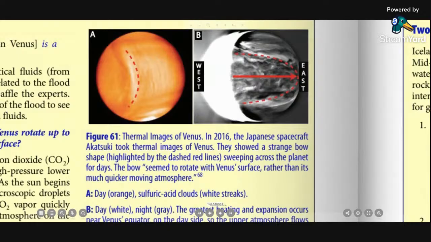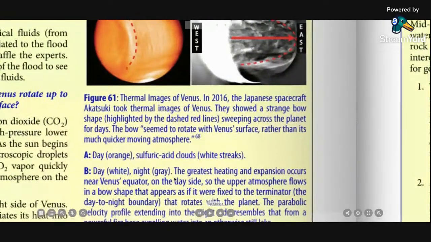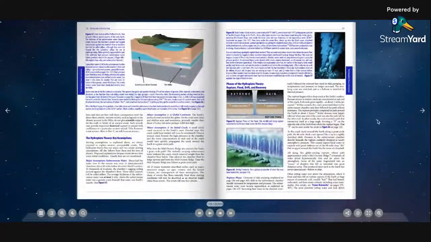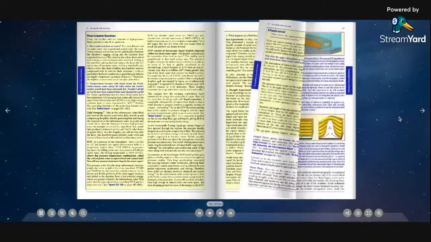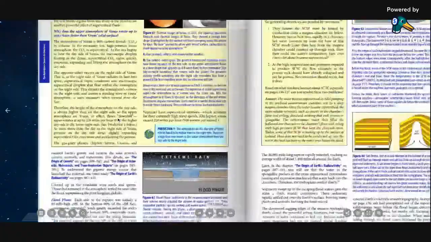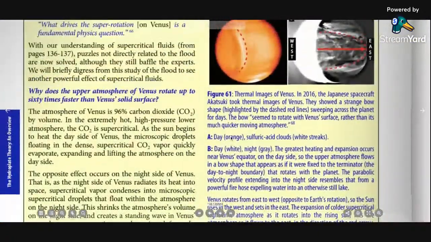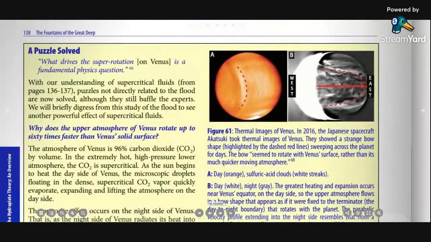Very interesting. And that is again from In the Beginning, Compelling Evidence for Creation and a Worldwide Flood by Dr. Walt Brown. That is page 138.